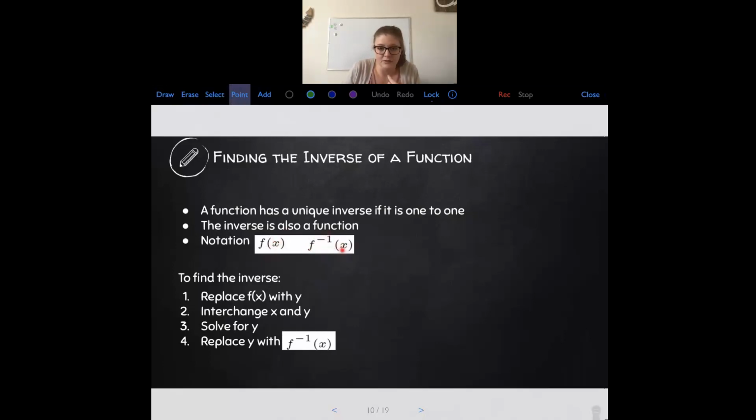Okay, so we're not raising it to the negative first power. It does look like an exponent there, but think of that negative 1 as an inverse when we're dealing with functions. Our steps to find the inverse: we replace f of x with y. Remember, f of x is equal to y. We interchange x and y, which is what we had talked about in the first lesson about what an inverse is, as we're interchanging the input and the output. Solve for y. Once we have it solved for y, we replace it with the inverse notation. Okay, so let's look at a couple of examples.